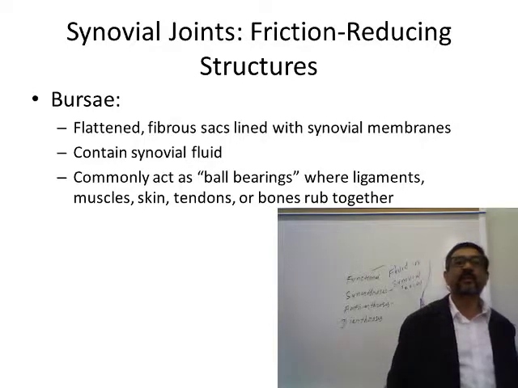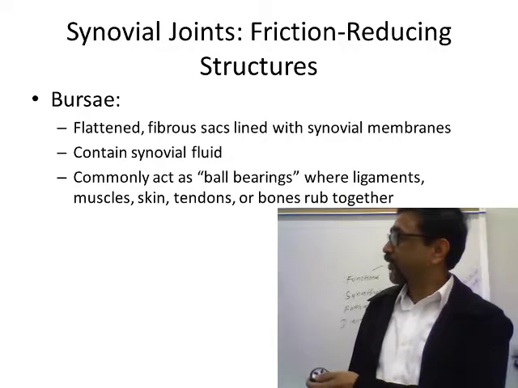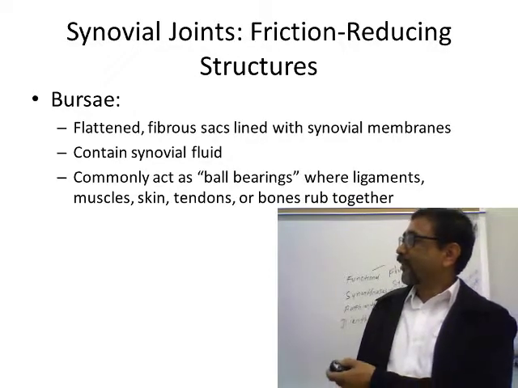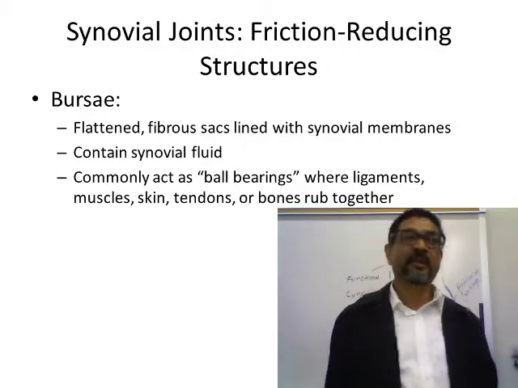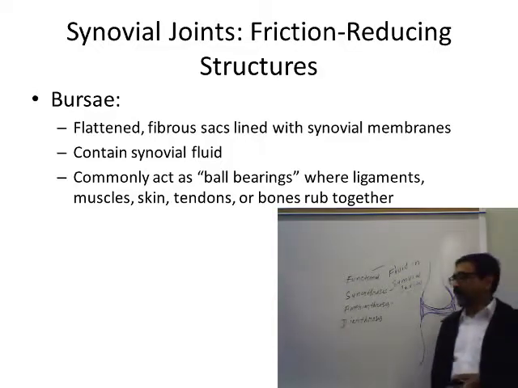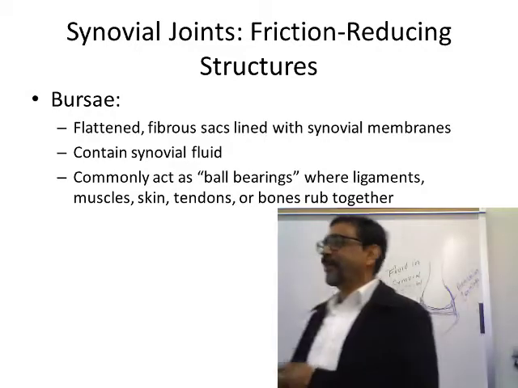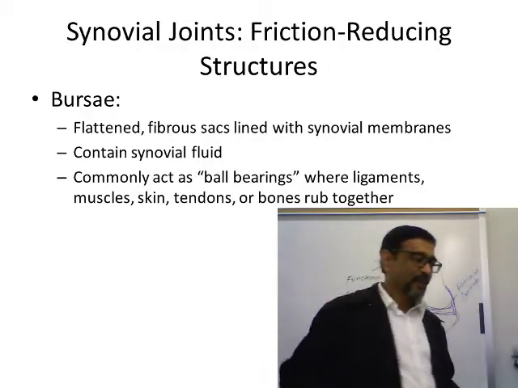Now, in some large synovial joints, not in all, we see another structure that is called bursa. Why did we not include bursa when we talked about the structure of a synovial joint? Because bursa are not present in all synovial joints, only in large synovial joints. Bursa are flattened sacs filled with fluid, synovial fluid. So fluid-filled flattened sacs are bursa.